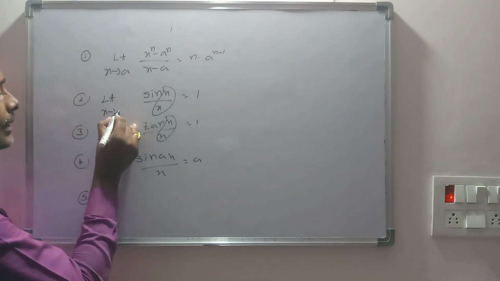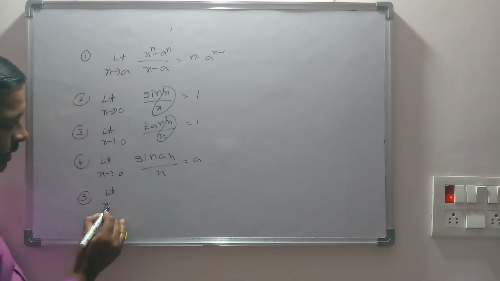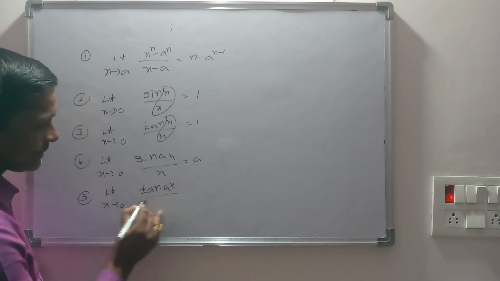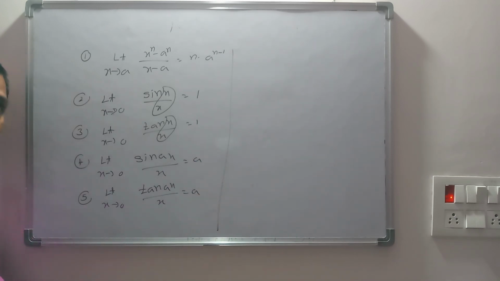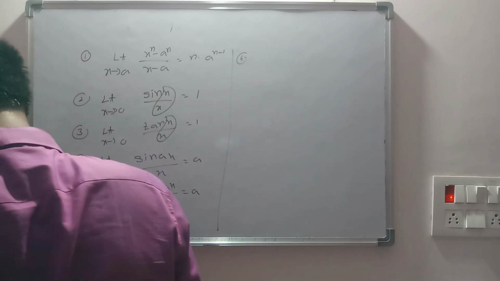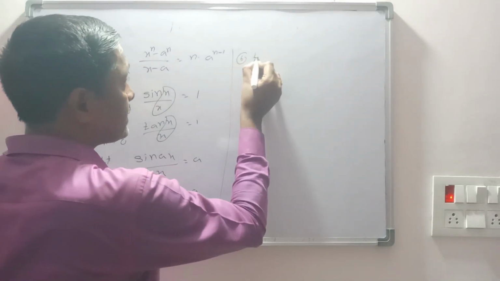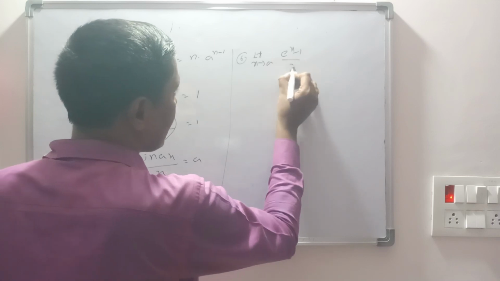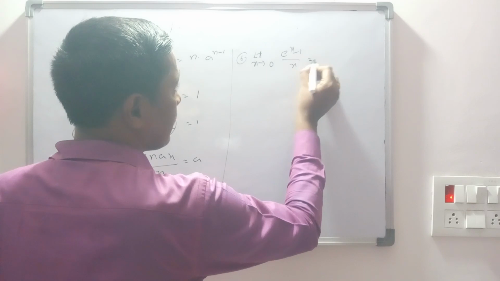Fifth one, limit x tends to 0, tan ax by x. This is nothing but a. Sixth one, limit x tends to 0, e power x minus 1 by x. This is also nothing but 1.